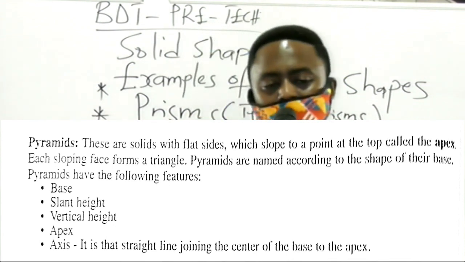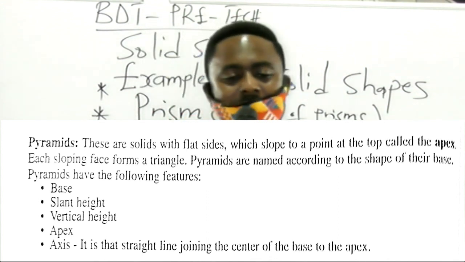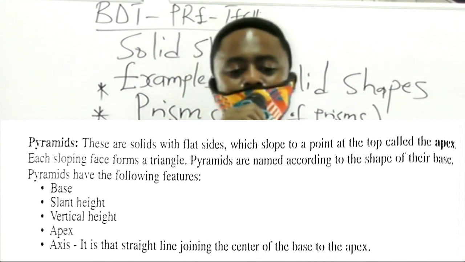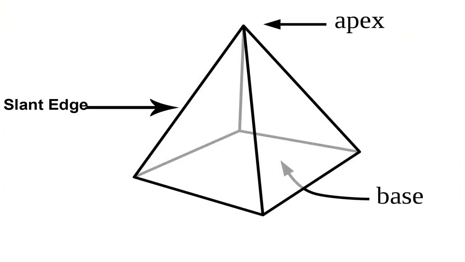So below are some features of a pyramid. A pyramid has a base, slanted heights, a vertical height, an apex, and an axis. I'll display the parts of a pyramid so that viewers can see. As you can see on your screen, the topmost part of a pyramid is called an apex. Then we have the base, then the slant edge.